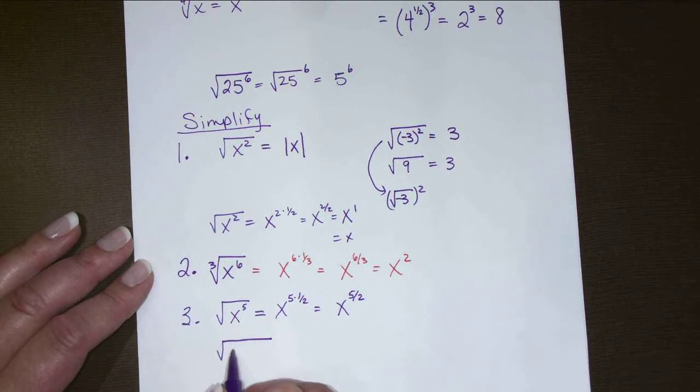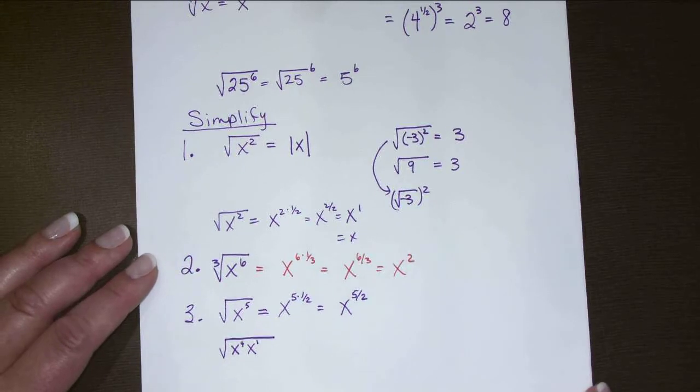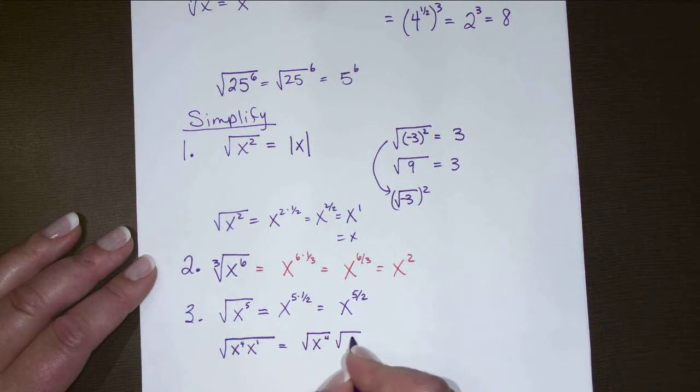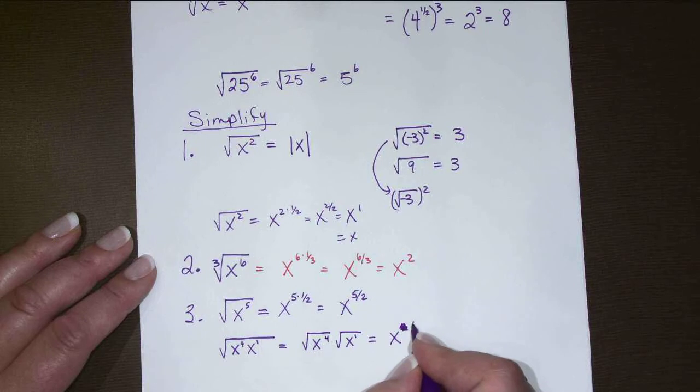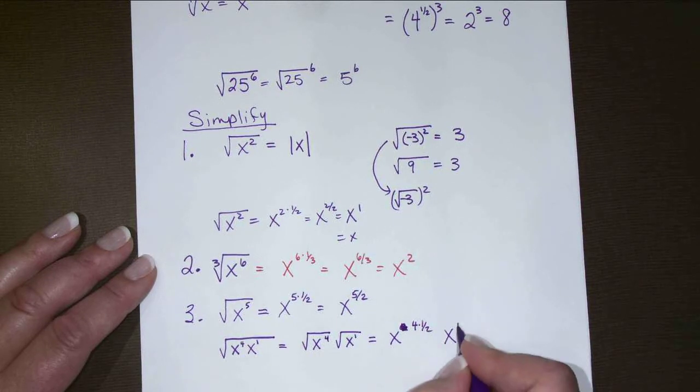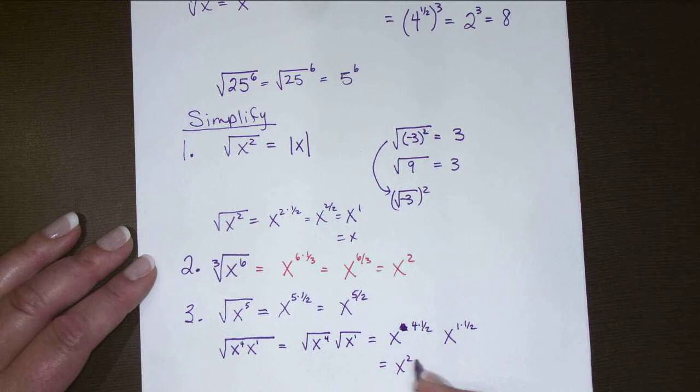So x to the 5 is x to the 4 times x to the 1. Add the exponents so you get a 5. With square roots, you can break up the parts as long as they're multiplied. So x squared is this first part, and this is still x to the 1/2. You can't do anything with that.